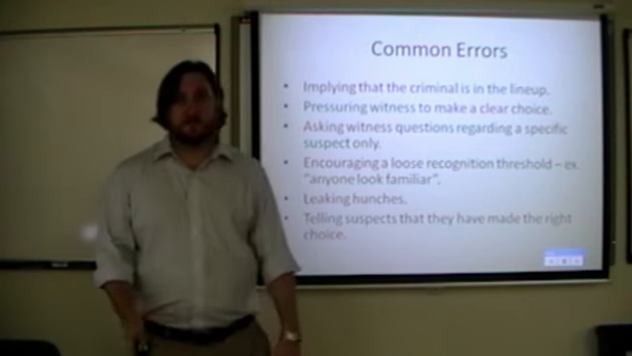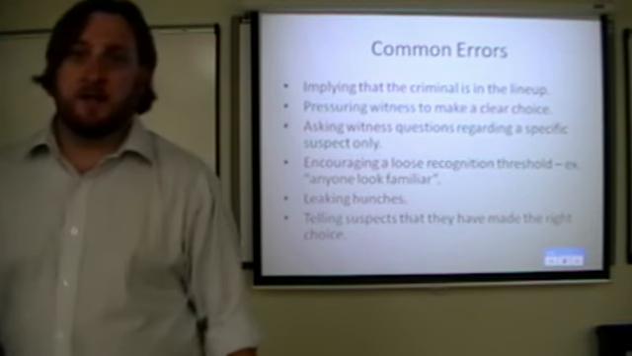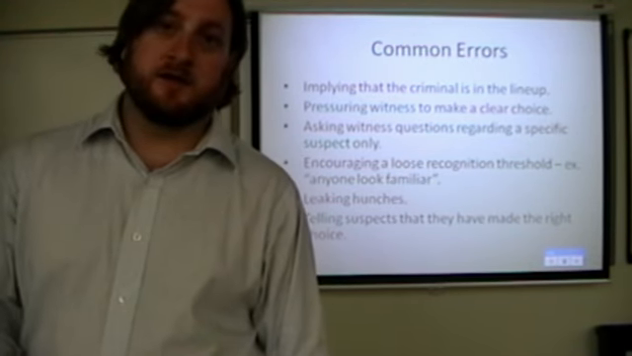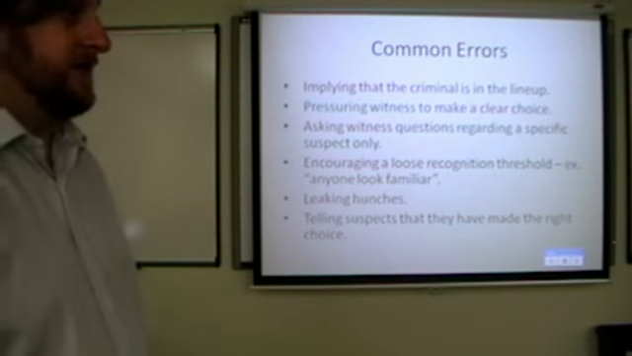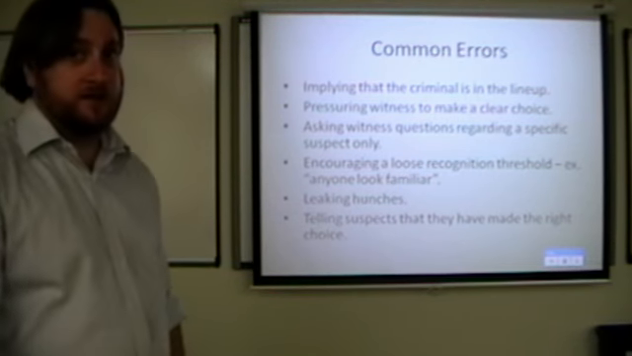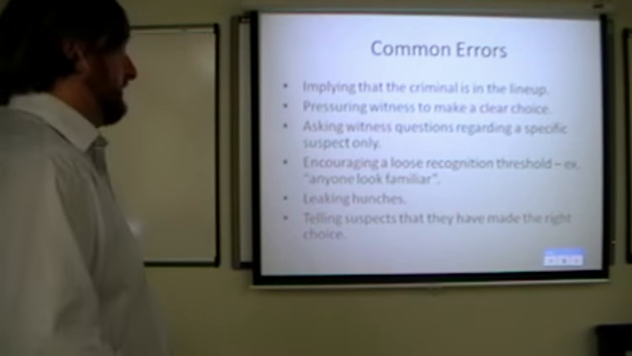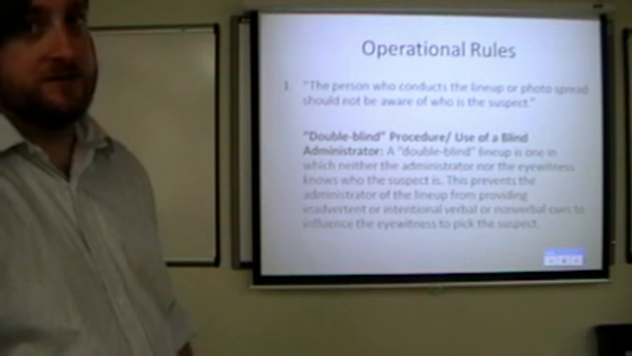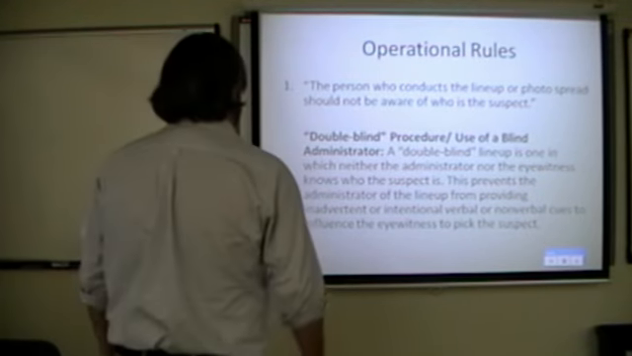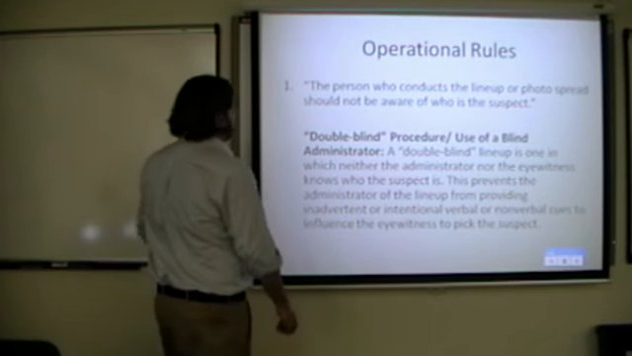Or, the worst thing that they can do is, after an eyewitness identifies someone, tell them that they made the right choice. Because in subsequent identification procedures, that person's going to be pretty certain about their choice. So what should we do?